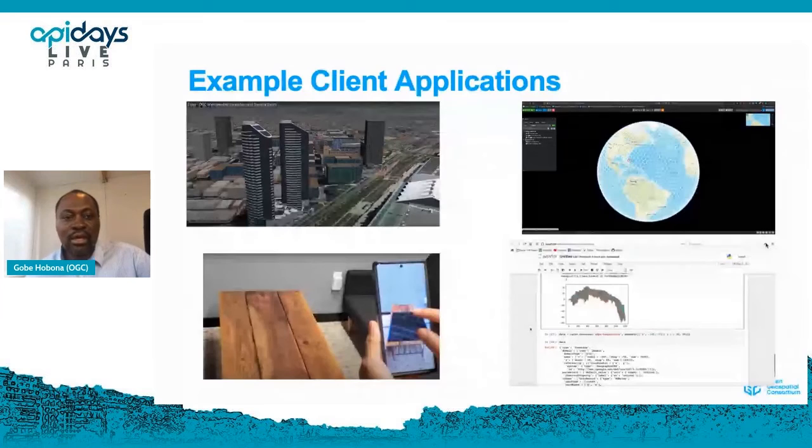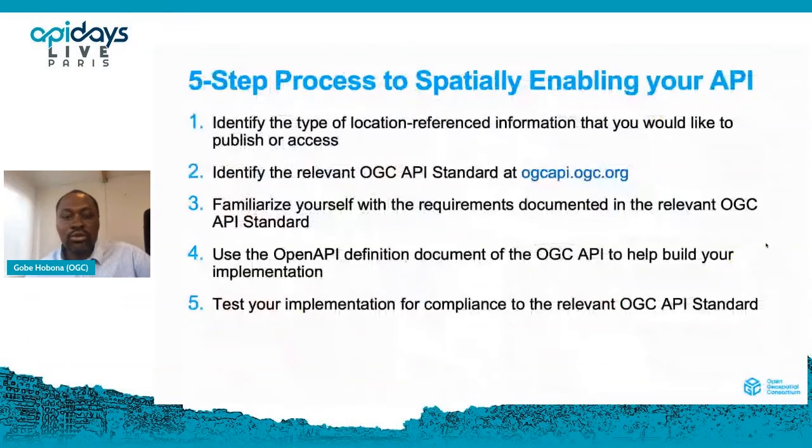So how can you also enable your web API? Well, as I mentioned earlier, the OGC has a 5-step process, and you've seen examples of how that process is applied. Step 1 is to identify the type of location reference information that you'd like to publish. Step 2 is to identify the relevant OGC API standard. Step 3 is to familiarize yourself with the requirements documented in the standard. Step 4, you use the OpenAPI definition of that OGC API standard to help build your implementation. And then finally, you test your implementation for compliance to the relevant OGC API standard.